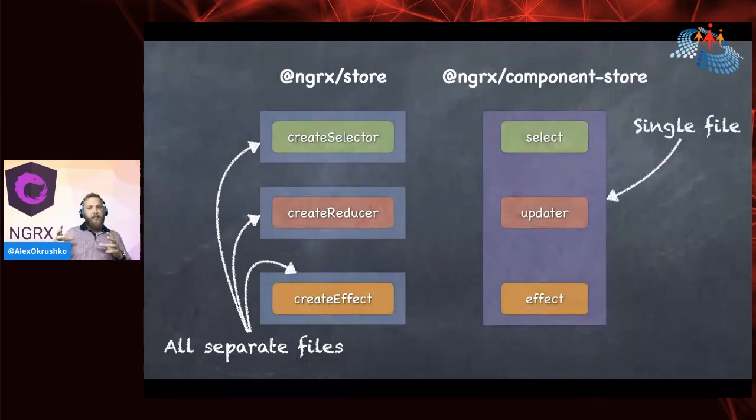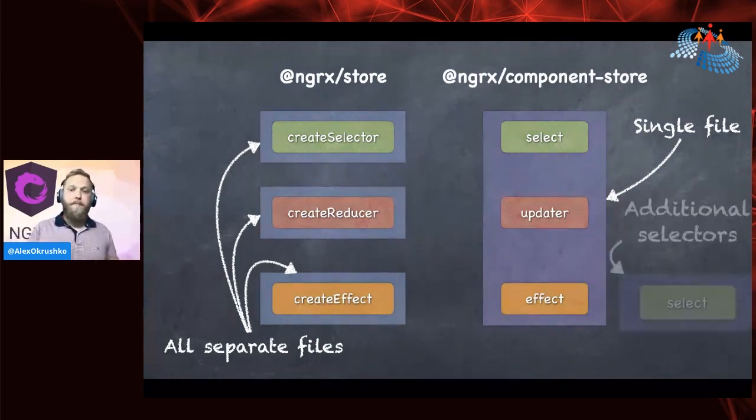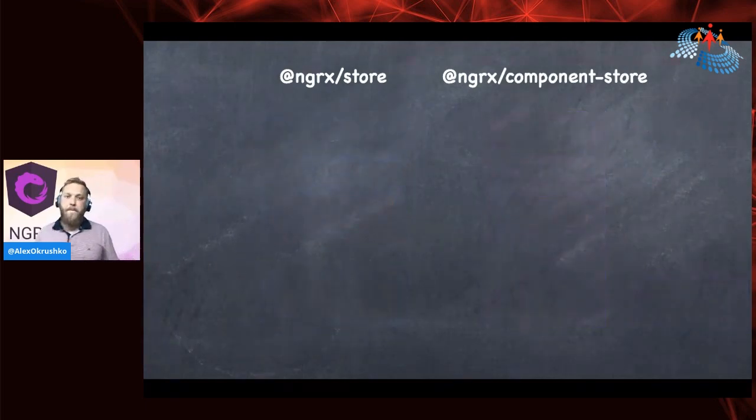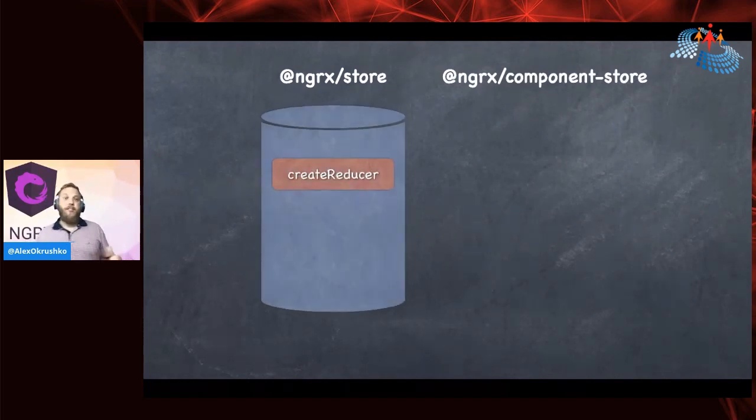ngrx component store is supposed to work with smaller data sets, smaller effects, smaller state, and the state for that particular component only, or its children. So it's all in one single file. So this is one of the first differences. So selector, data and effect are in the same file, and they should be in the same file. There are some additional selectors in a separate file sometimes, but we won't cover that today. All right, so what are the differences?